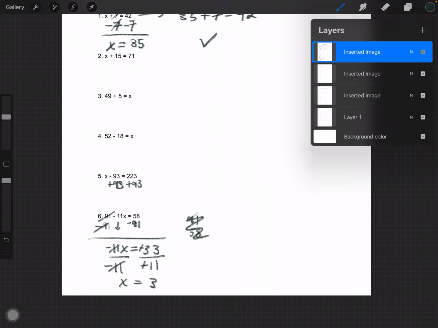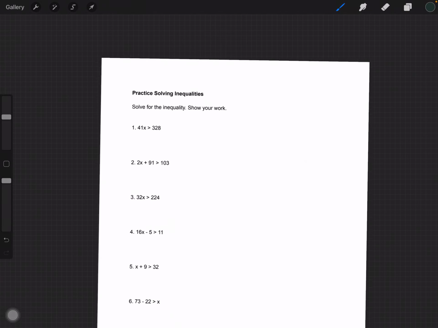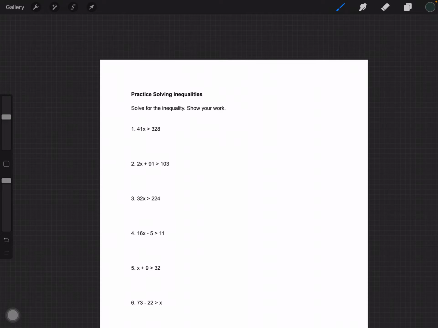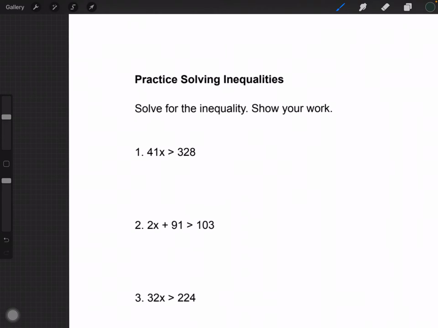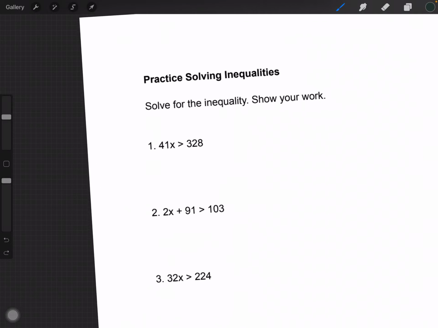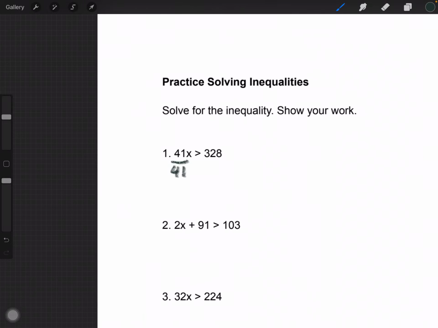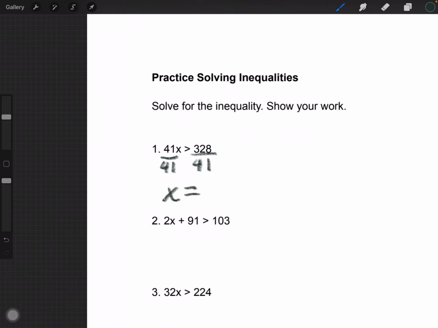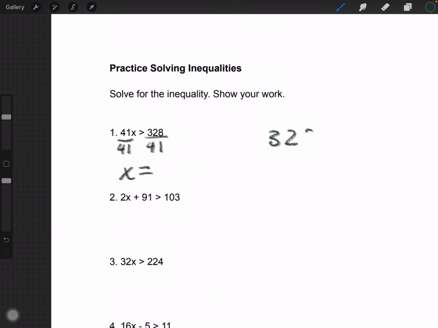Okay. The second worksheet is practice solving inequalities, which is similar. So it's to solve for the inequality and show your work. This time, the only difference is that instead of an equal sign, you're given a less than or greater than sign. In this one, you divide both sides by 4. You have to do long division for this one.